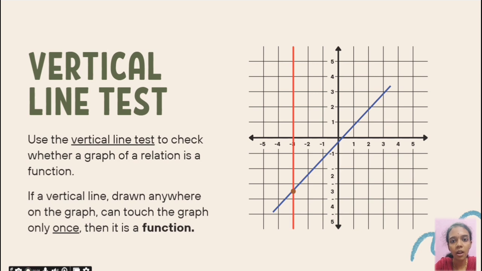We have learned how to graph a function, but how can we tell just by looking at a graph whether a relation is a function or not? There is a quick and easy way to check. It is called the vertical line test.